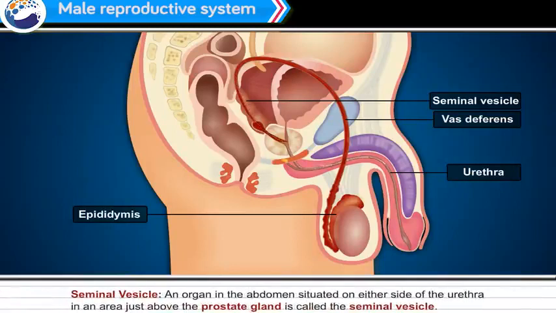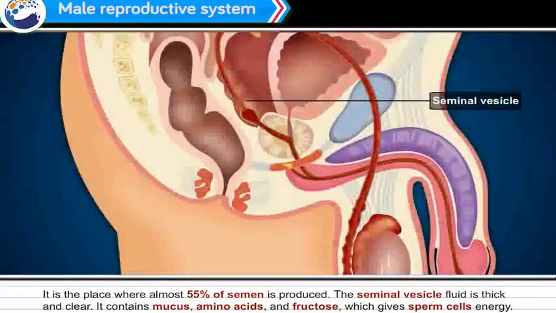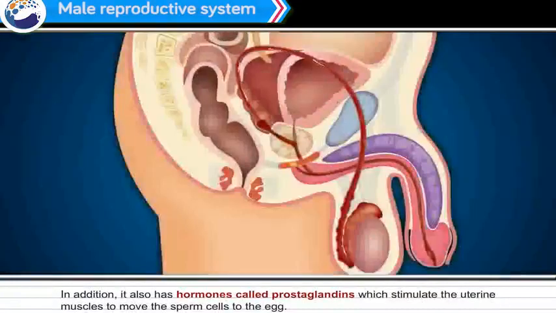E. Seminal vesicle. An organ in the abdomen situated on either side of the urethra in an area just above the prostate gland is called the seminal vesicle. It is the place where almost 55% of semen is produced. The seminal vesicle fluid is thick and clear. It contains mucus, amino acids, and fructose, which gives sperm cells energy. In addition, it also has hormones called prostaglandins, which stimulate the uterine muscles to move the sperm cells to the egg.